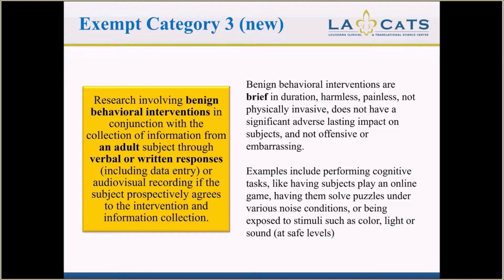Exemption category 3 is new. It involves the benign behavioral interventions where there is a collection of information from an adult, either through verbal or written responses, or if, say for a focus group, you have audio recordings and the subject prospectively agrees to be recorded, either audio or visual, for that intervention. Those types of research protocols would fall under exempt category 3.